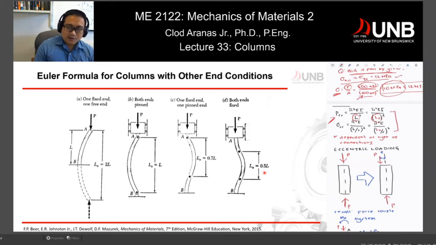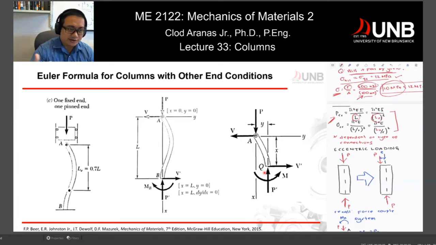Now, our topic for today is what we call eccentric loading, and they also call it the secant formula. And I don't have a slide here. Yeah, so it's eccentric loading or secant formula. And how does it work?